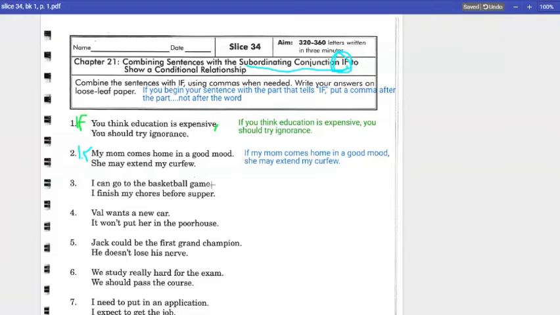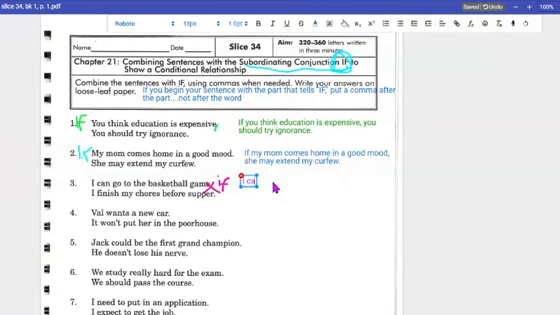Let's take a look at number three here. I can go to the basketball game. I finish my chores before supper. Well, if I can go to the basketball game, no, that doesn't make sense. So I can go to the basketball game if I finish my chores before supper. And because the if is in the middle of the sentence, we will not have a comma. We will not have a period. Okay, it'll be just all one sentence. So I can go to the basketball game if I finish my chores before supper.